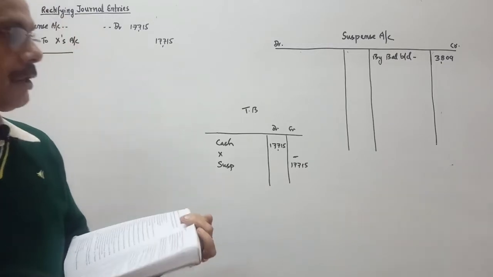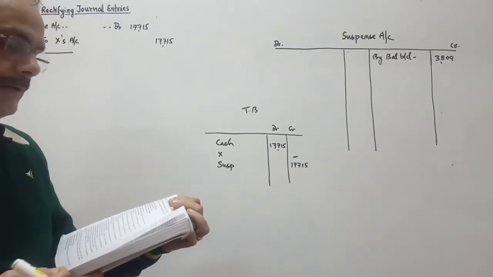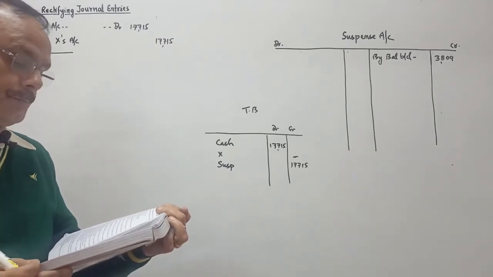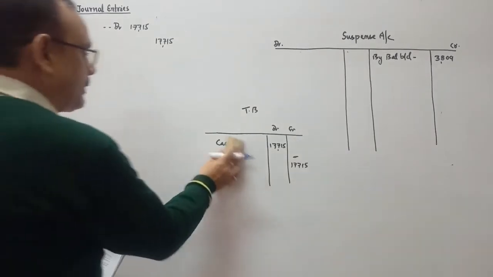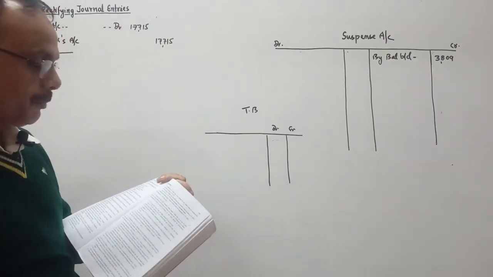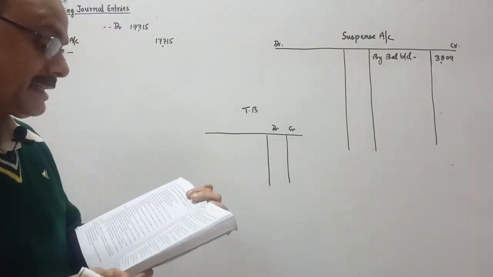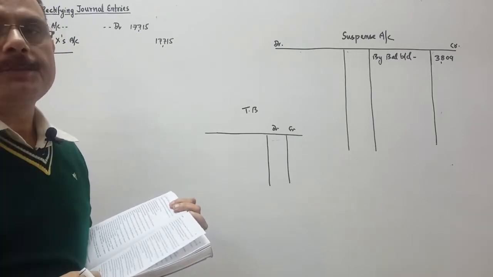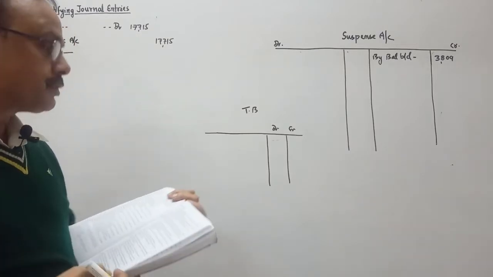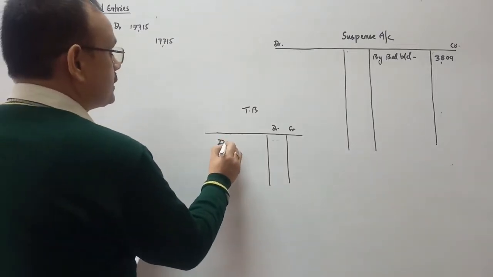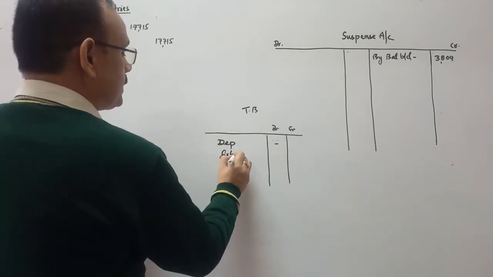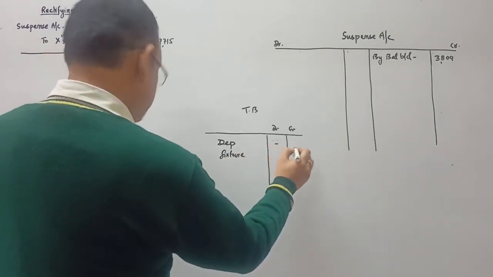A sum of rupees 9,500 written off as depreciation on furniture and fixtures has not been posted to the depreciation account. Coming to the next. A sum of rupees 9,500 written off as depreciation on fixtures. So what will the entry be? Depreciation account debit to fixture account. It is not posted to the depreciation account, but in the ledger of fixture, it is duly posted. That is 9,500.